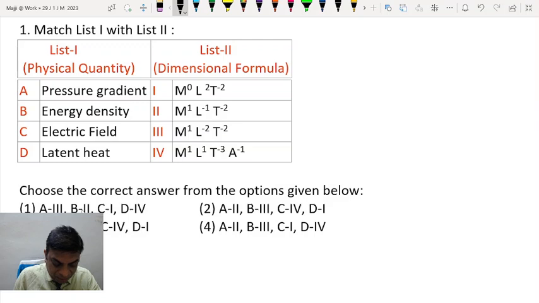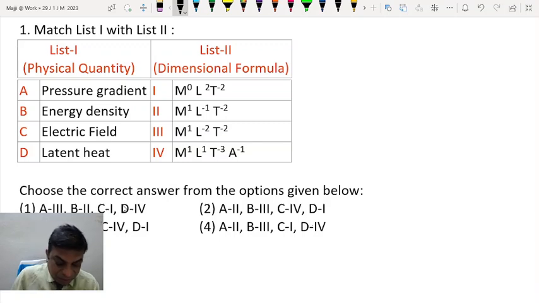A and B are the same in option 1 and 3. A and B have been matched in the same manner, whereas in second and fourth, also A and B have been matched in the same manner. Similarly, C and D in the first and third option have been interchanged as compared to the second and fourth option. So it's a matter of finding A or B and C or D. That is enough.